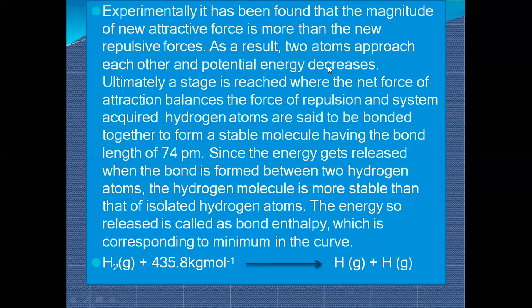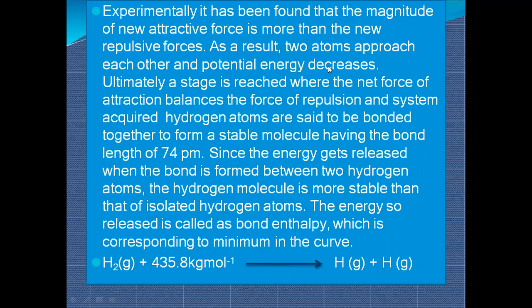So what happens when both the repulsive and attractive forces stabilize? At that point, a bond forms between both hydrogen atoms, and an H2 molecule forms, which has a bond length of 74 picometer. Since energy is released when the bond is formed between the two hydrogen atoms, the hydrogen molecule is more stable than the isolated hydrogen atoms. The energy so released is called the bond enthalpy.